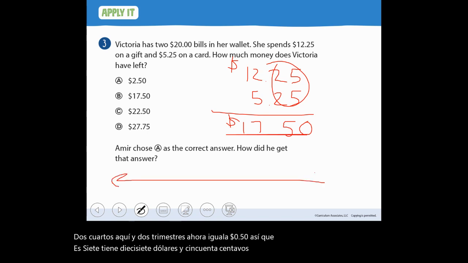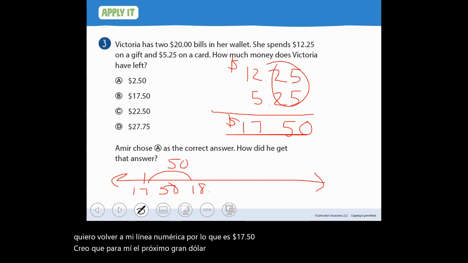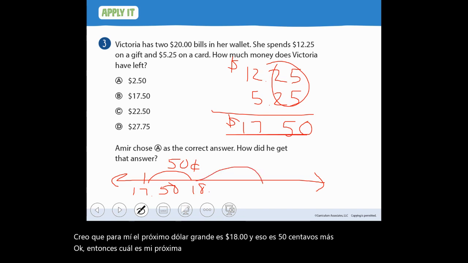I'm going to go back to my number line. So if she is $17.50, I think to myself, next big dollar is $18, and that's 50 more cents. Okay. Then what's my next big amount of money is $20. So if I jump $2, I get to $20.